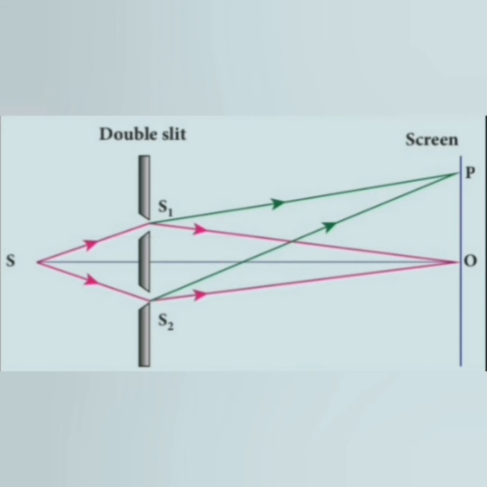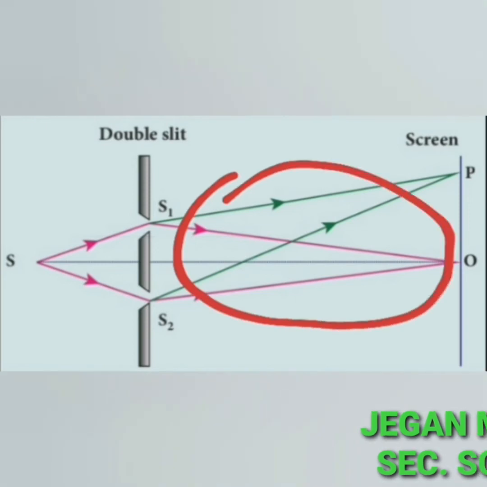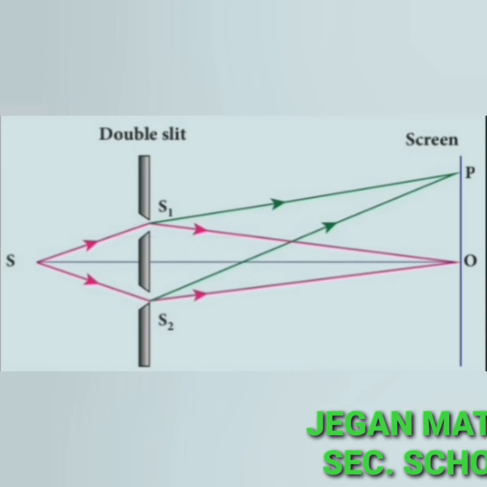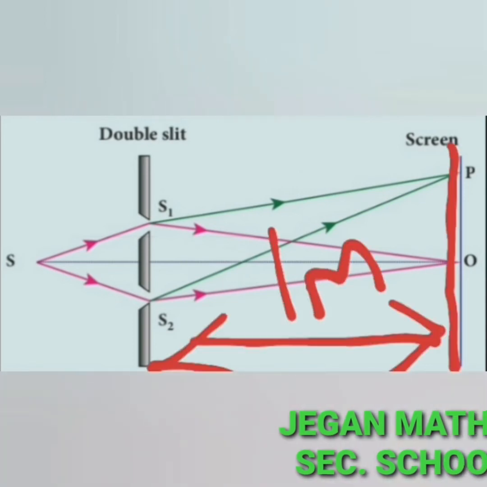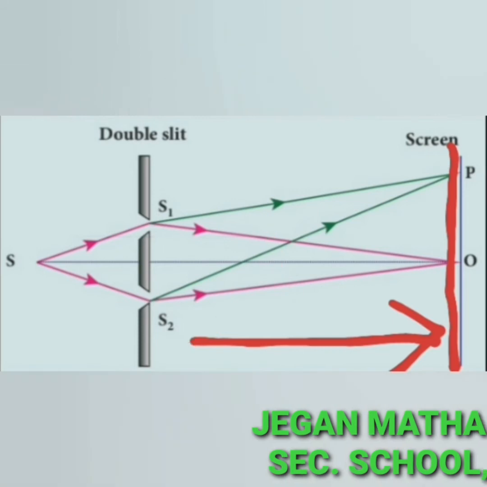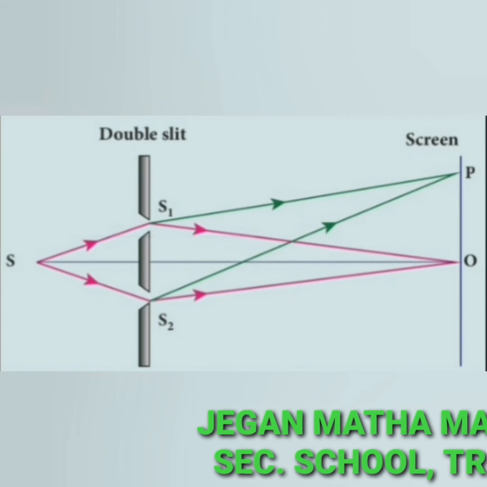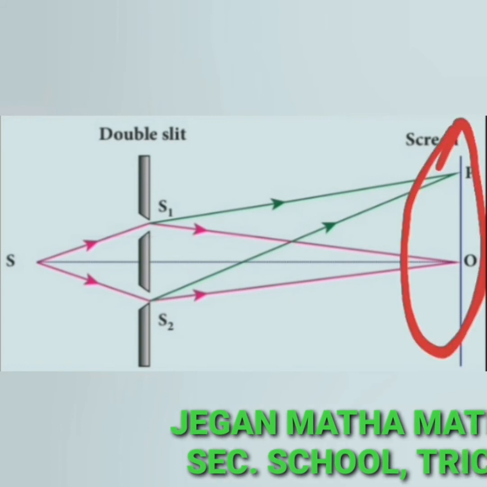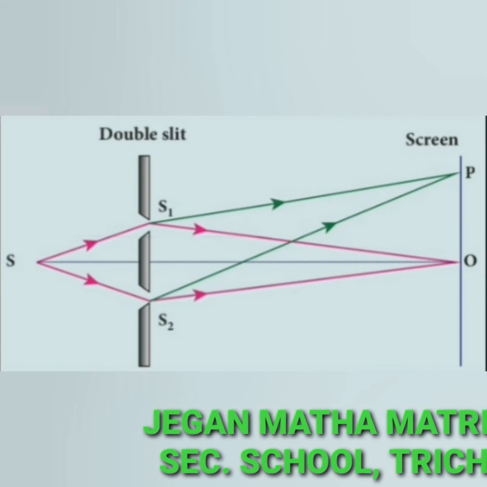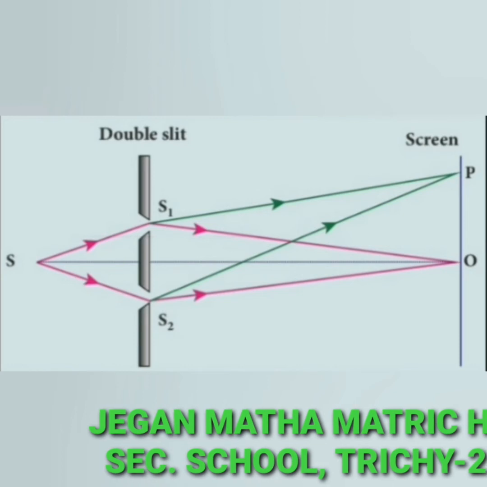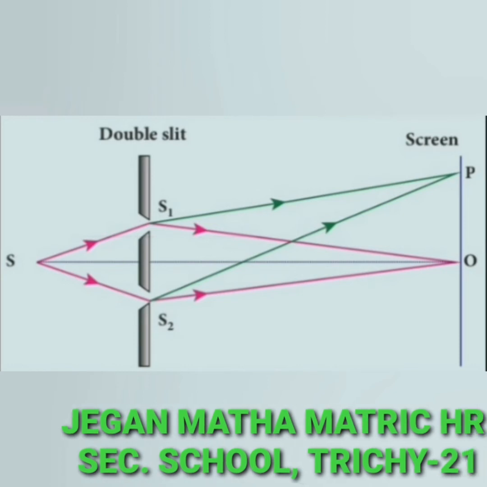The wavefronts from S1 and S2 spread out and overlap on the other side of the double slit. When a screen is placed at a distance of 1 meter from the slits, alternate bright and dark fringes which are equally spaced appear on the screen. This we have also seen. These are called interference fringes or bands. Using an eyepiece, the fringes can be seen directly.